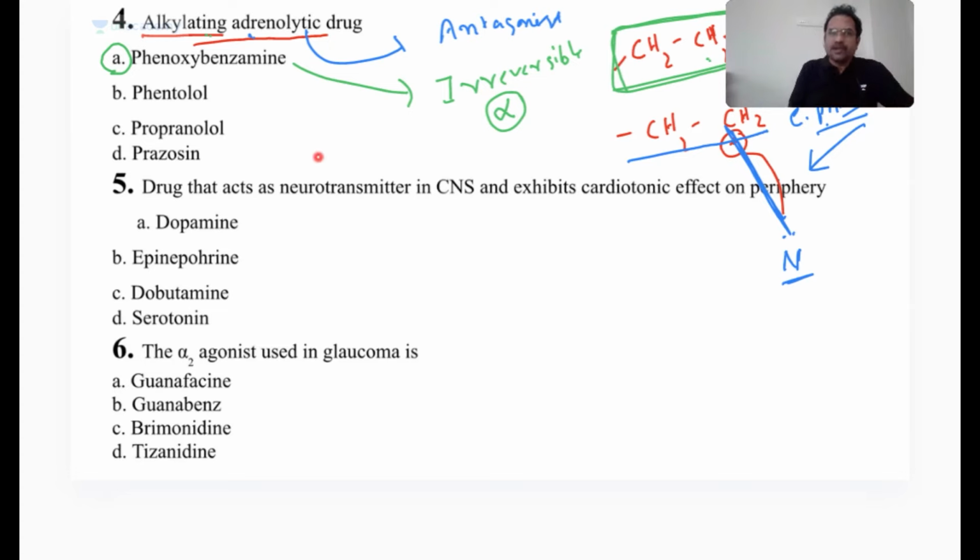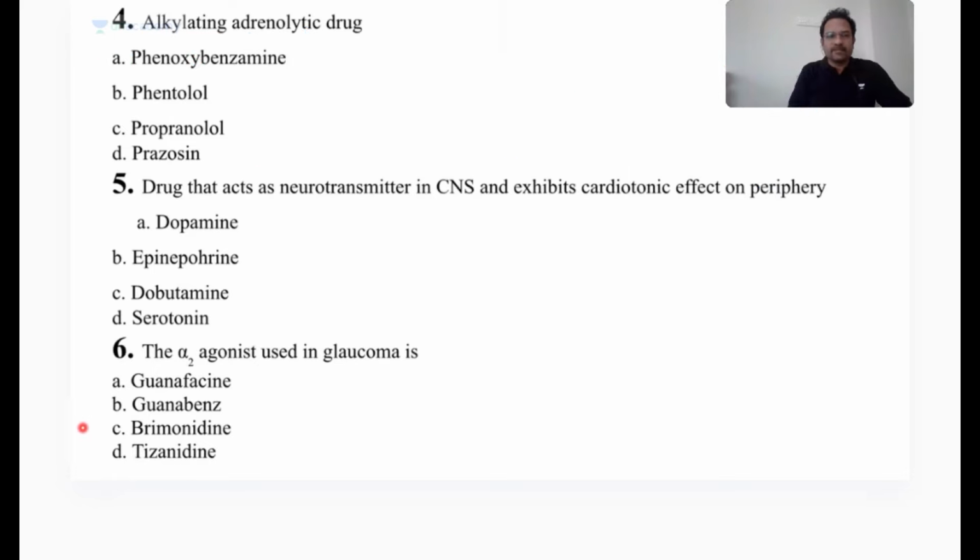This is enough. Now, phentolamine is also a non-selective blocker, but it will not cause alkylation. Propranolol is a beta blocker. Prazosin is a selective alpha-1 blocker. Again, all of them are not alkylating. Only phenoxybenzamine is alkylating. Okay? Let's move on to the next question.